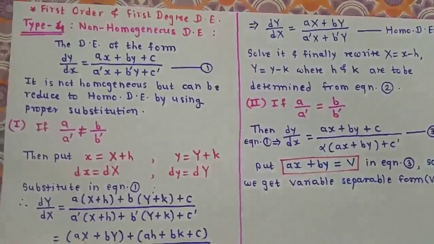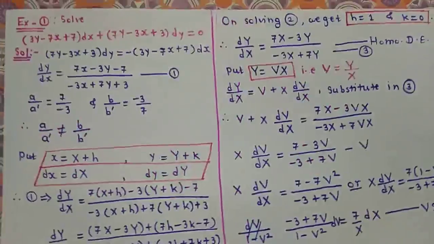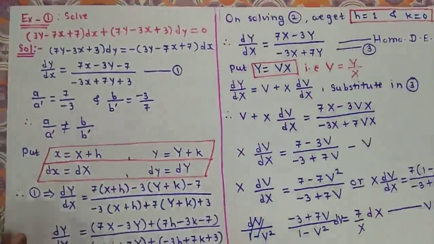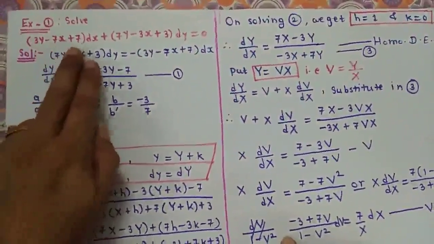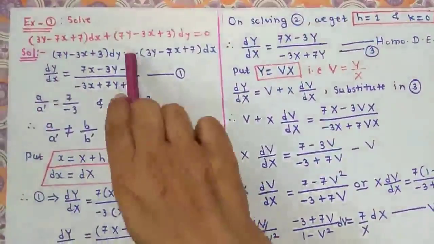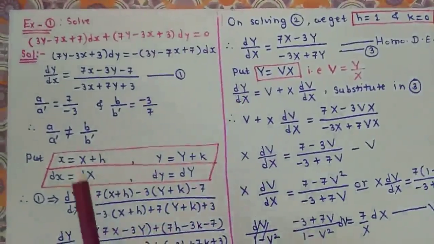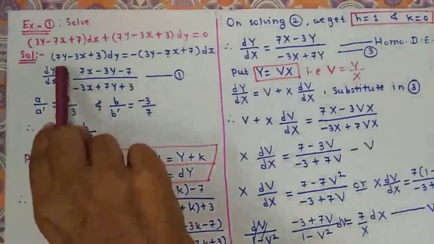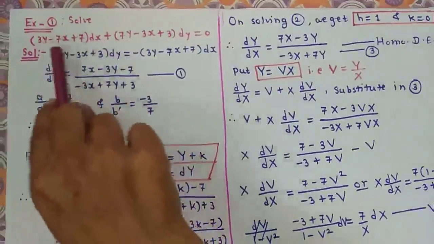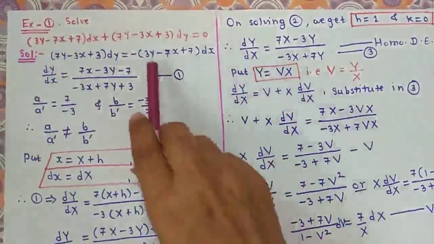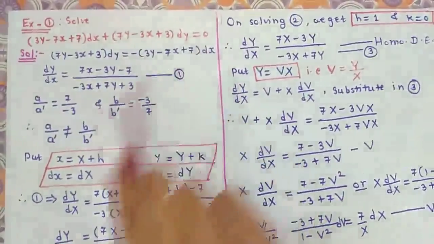Now let us see the examples of non-homogeneous differential equation. The first example is: solve (3y minus 7x plus 7) dx plus (7y minus 3x plus 3) dy equals 0. Now this equation can be written as (7y minus 3x plus 3) dy equals, now we shift this term of dx towards the right side, so we get minus (3y minus 7x plus 7) into dx.